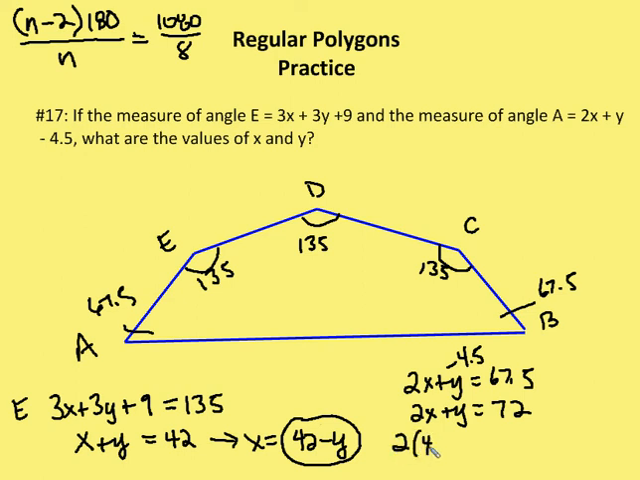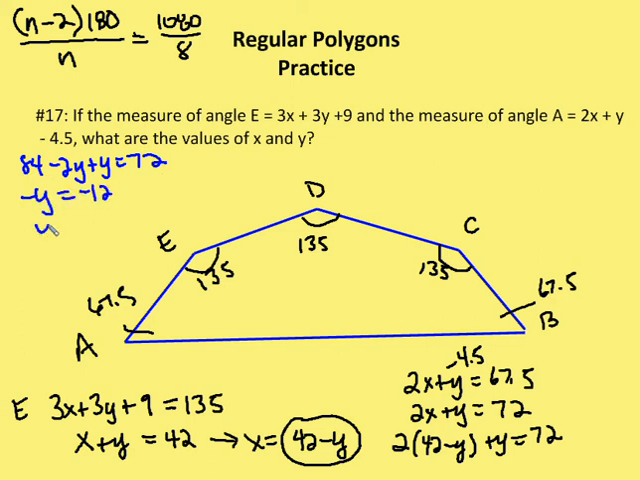So I have 2 times 42 minus y, plus y, is equal to 72. And I'm going to have to continue this in the upper left-hand side of the page. And let's do this in blue just so that you can see what's going on. So now I have 2 times 42, or 84, minus 2y plus y is equal to 72. Or I have minus y is equal to minus 12. Y is equal to 12. If y is equal to 12 and x is equal to 42 minus y, then x is going to be equal to 30. And those are your answers.